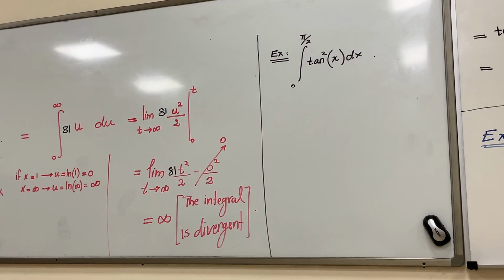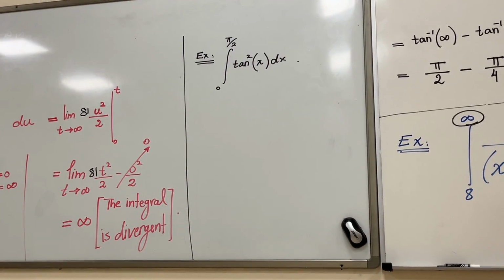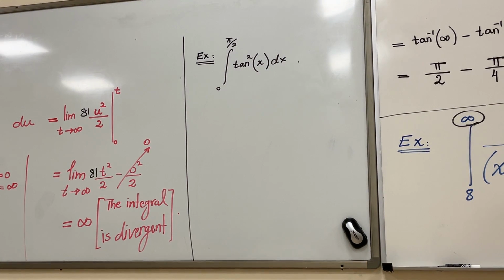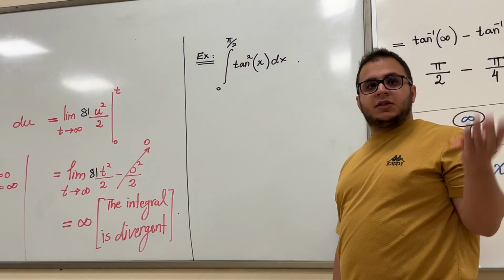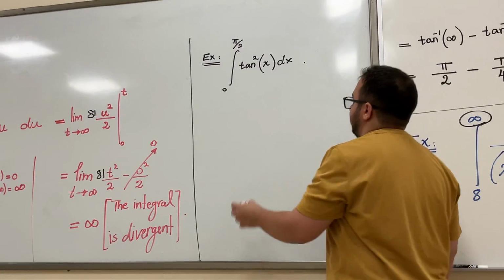What type is this? Type 2. Why is it type 2? But not infinite. Not really. What's tan? What's tan from school? Tan is sine over cos.